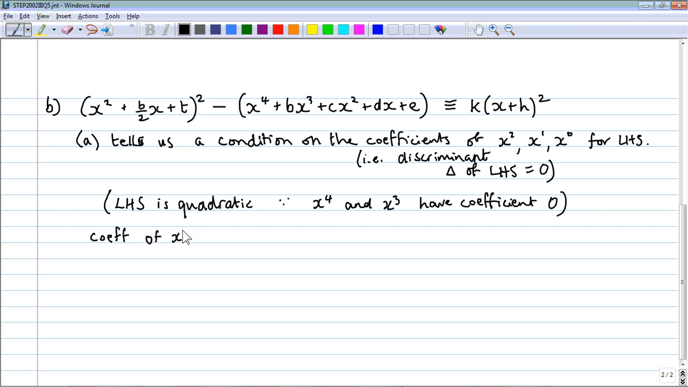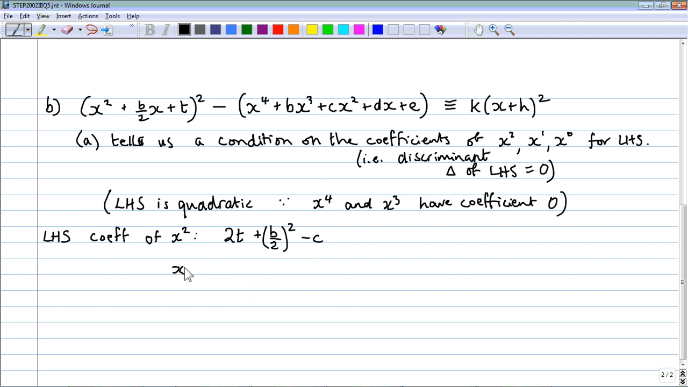Let's look at the coefficient of x squared. This is the messiest part of the question, I think. So left hand side, coefficient of x squared. Well, I'm going to get x squared times t twice, so I get 2t. But I'm also going to get x squared from this second term multiplied by itself. So that's b over 2 squared. And we don't get that twice because it's the same term, if that makes sense. But then we also have another x squared term here, so that's minus c.